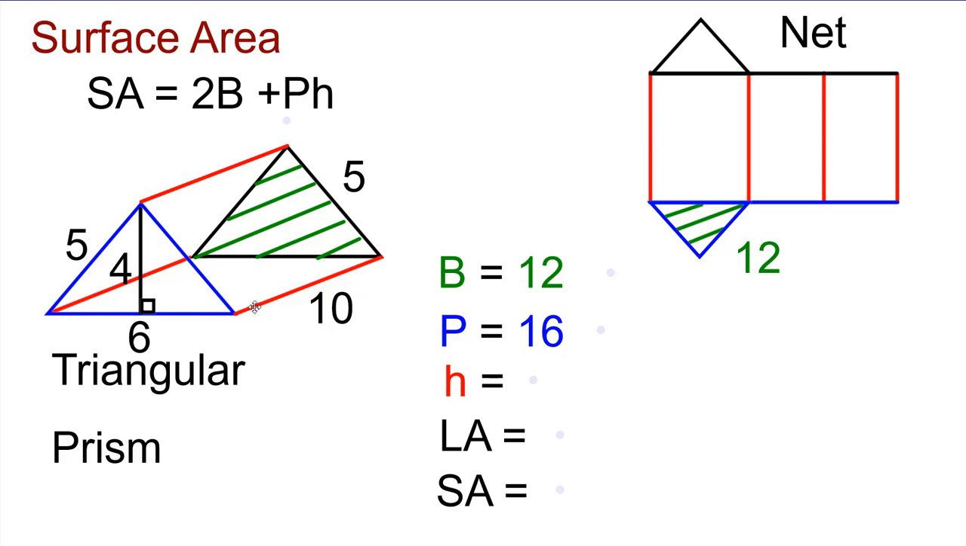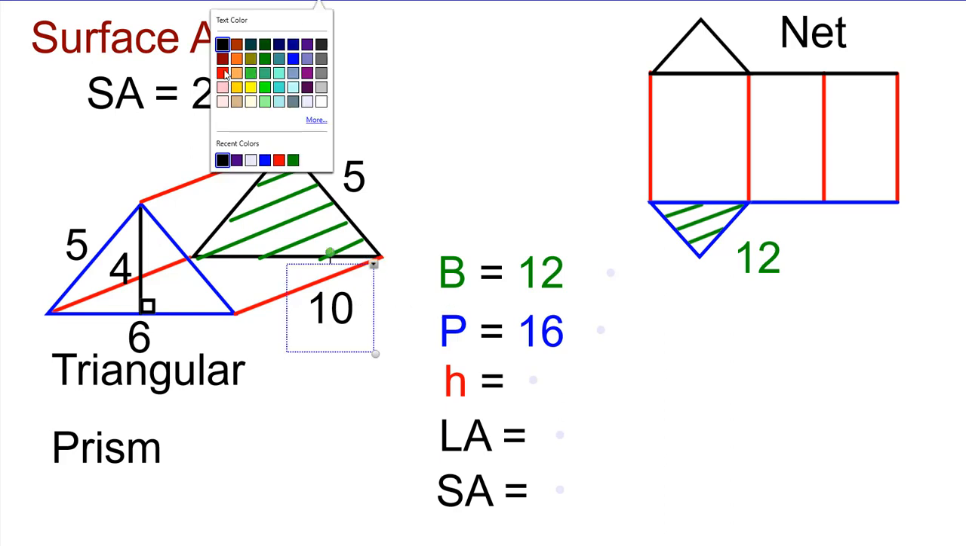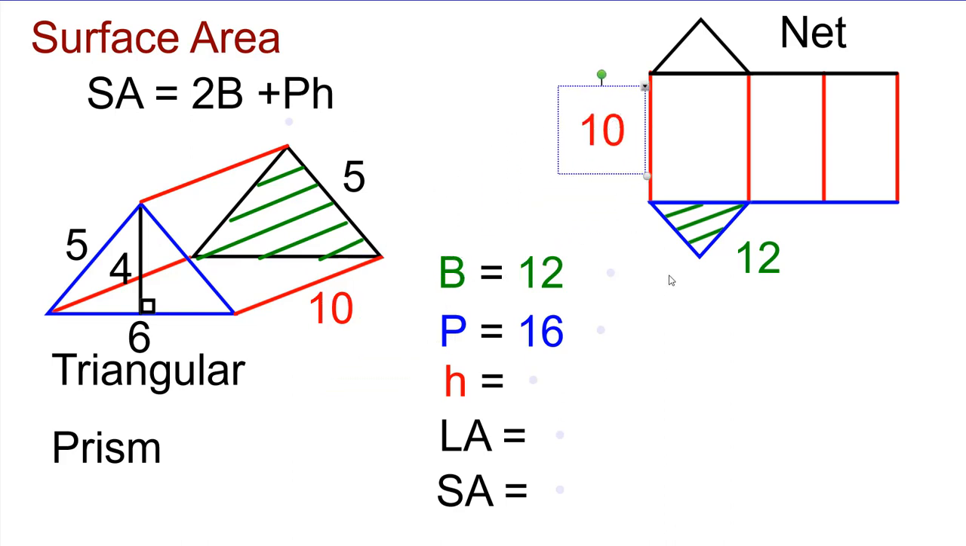All right, then our height is going to be the distance between the two bases. So the distance between the base in the back and the base in the front here is going to be a distance of 10, right? So that's that 10 right there. I actually color coded it. And we said the perimeter was 16. So we've got 16 for the perimeter, that's 6 plus 5 plus 5. We have 12 for the base and the height of 10. Now we have everything that we need in order to be able to find the total surface area.